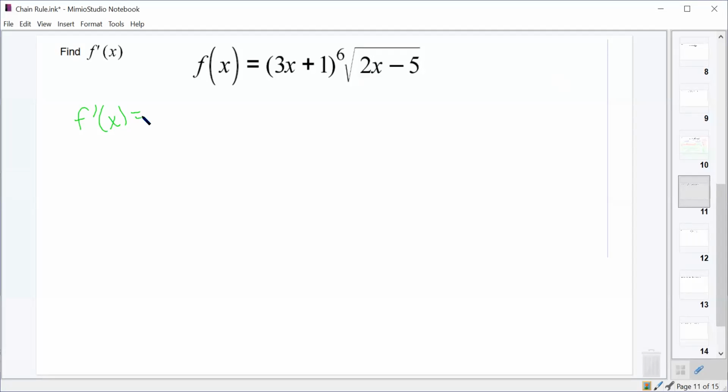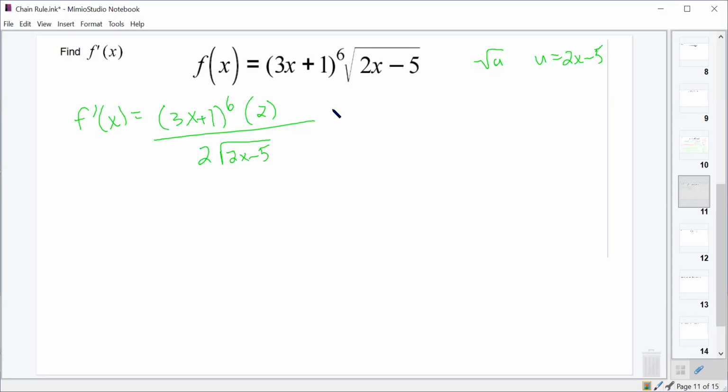What did f prime of x equal? Should have been the first piece, 3x plus 1 to the 6 times the derivative of this. And what was the derivative of root 2x minus 5? That's root u with a u equal to 2x minus 5, right? So root u ought to be 1 over 2 root u times the derivative of u. Is that what you got for the first piece of it with the product rule? Hopefully.